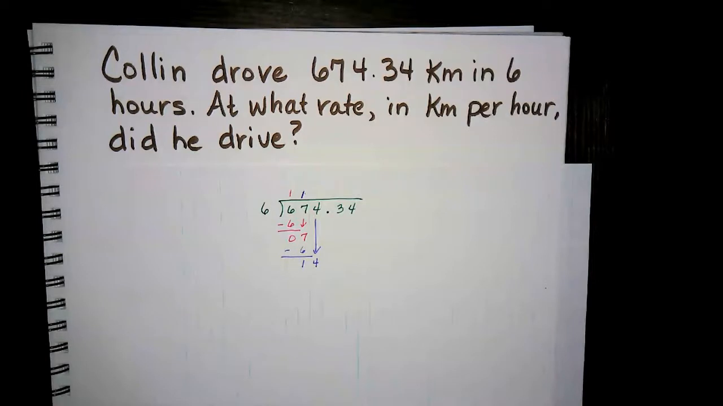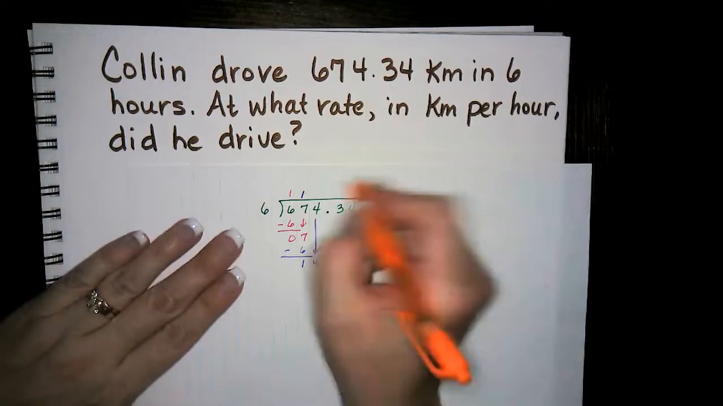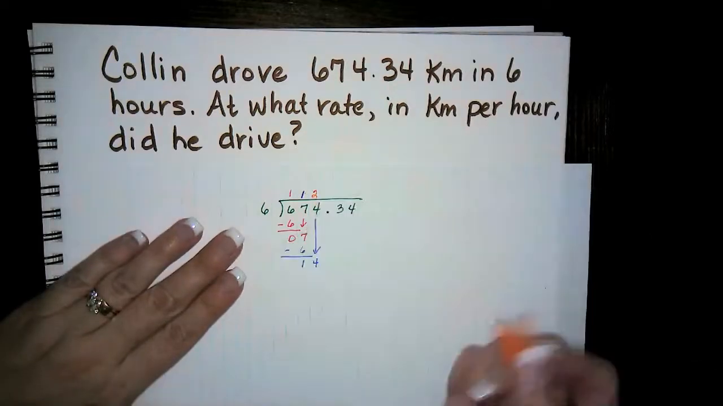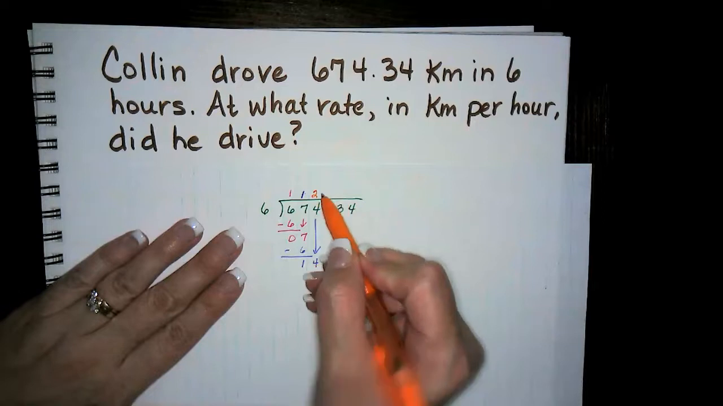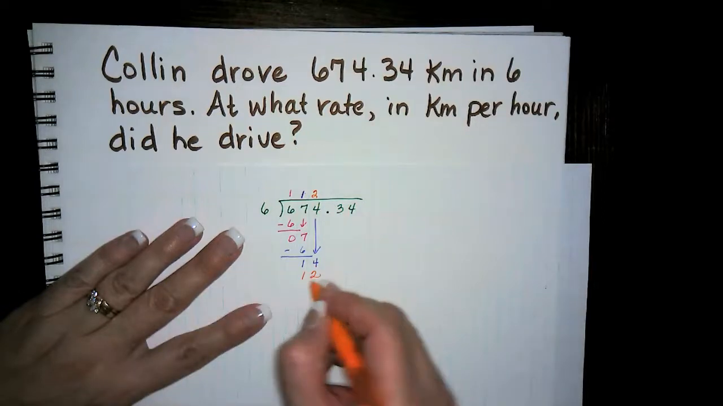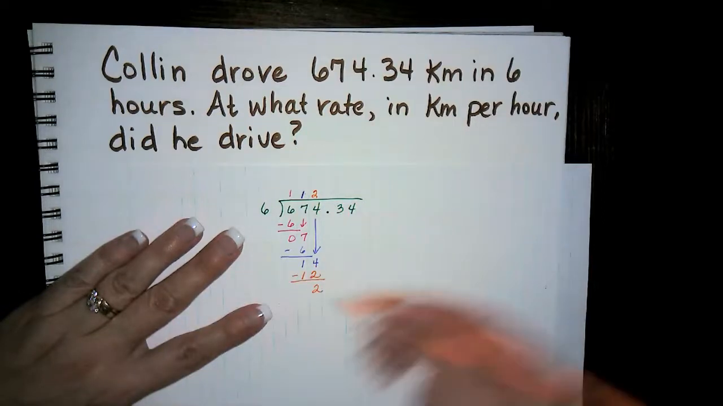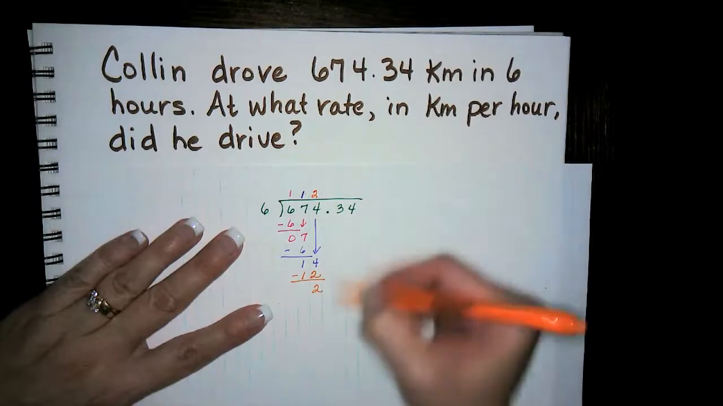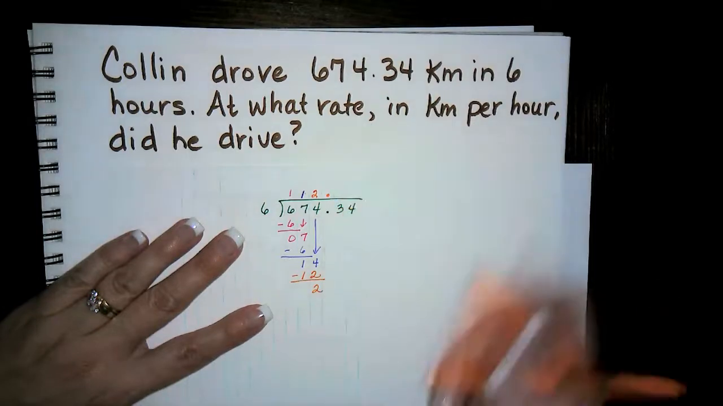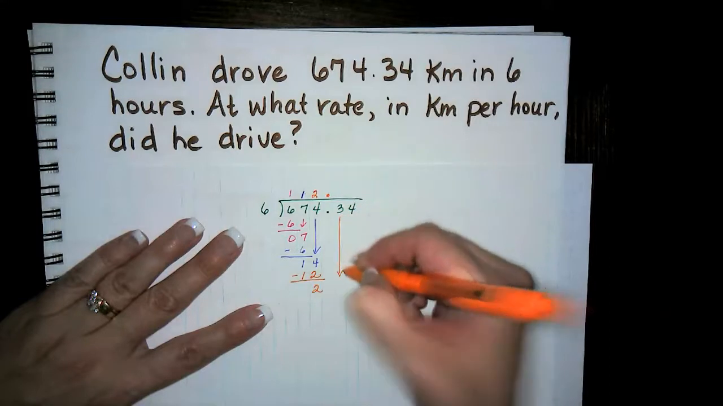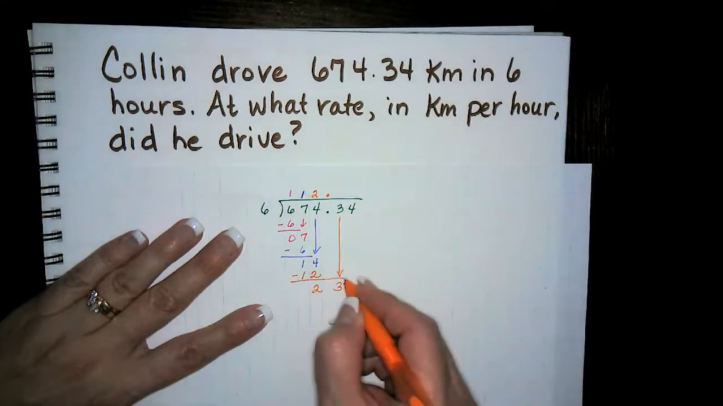Next, I ask myself, 6 goes into 14 how many times? Well, 6 will go into 14 2 times. So I'm going to write it in the next column space. 2 times 6 gives me 12. And I subtract, which gives me 2. Watch the column that has the decimal point. I'm just going to go ahead and put it in place. And I'm going to bring down the next one. So now I'm dealing with 23.